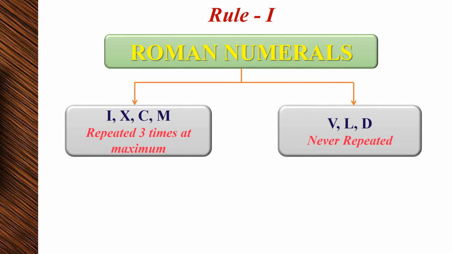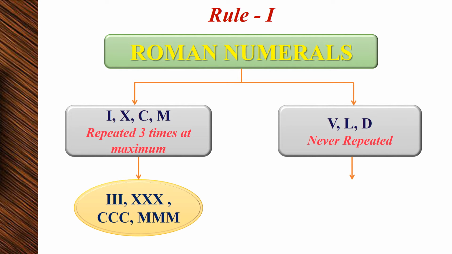Let us see an example. III. Here I can be repeated 3 times. The value for I is 1, so 1 plus 1 plus 1 is 3. Likewise, XXX, X can be repeated 3 times, which is equal to 30. Likewise, C can be repeated 3 times and also M can be repeated 3 times. But in this case, V, L, D cannot be repeated 3 times, so we should not use this.